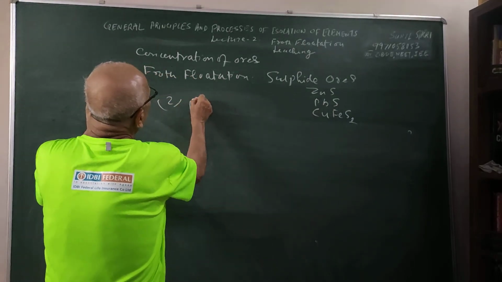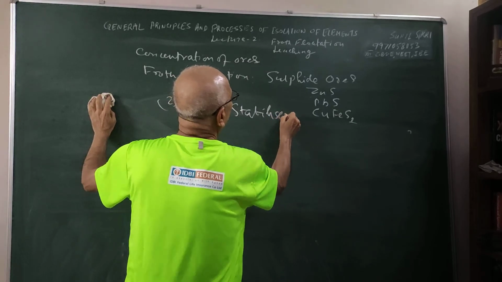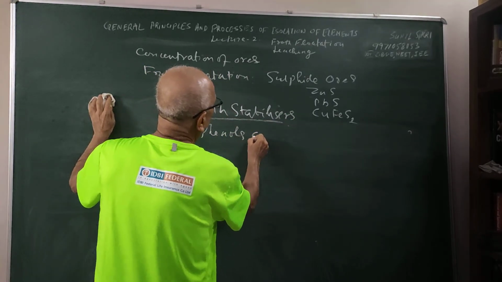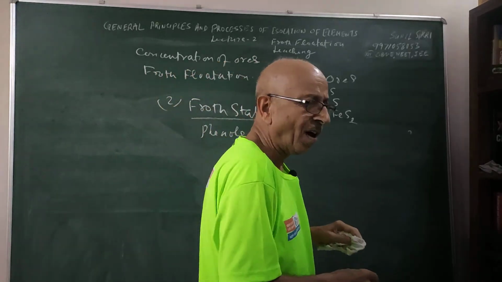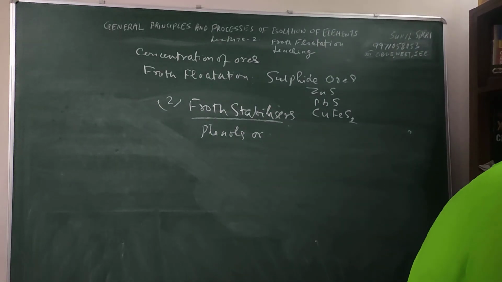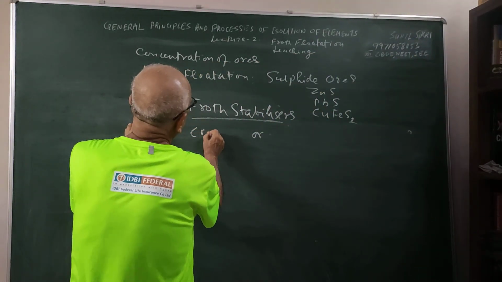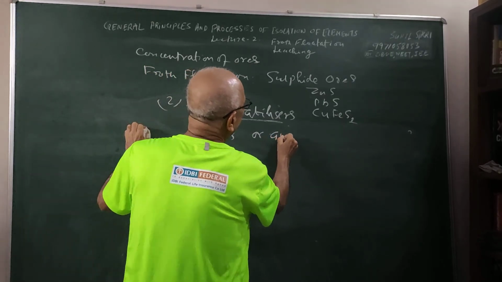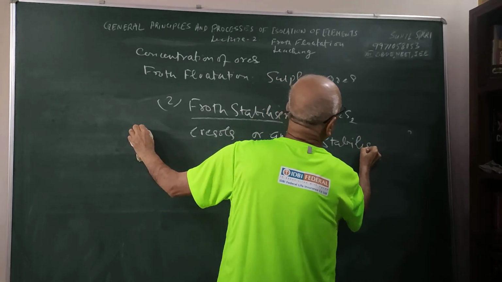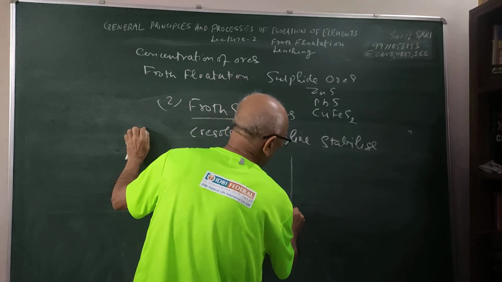The second thing you need is froth stabilizers. Phenols can be used as froth stabilizers, or you can use aniline also. Aniline can also be used, or cresols. These are creosotes or aniline. They stabilize the froth. See what we are doing basically.